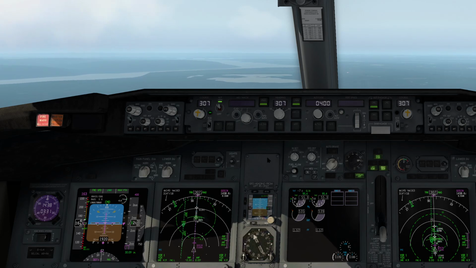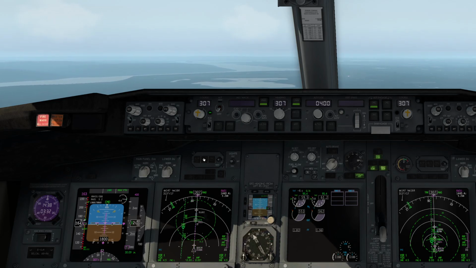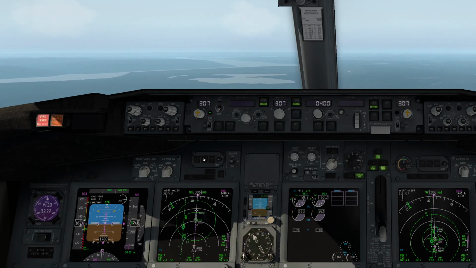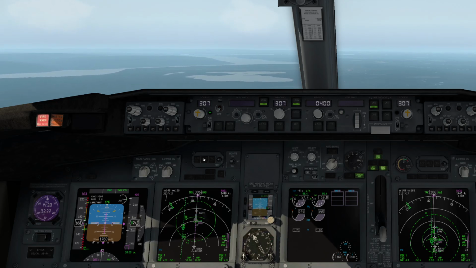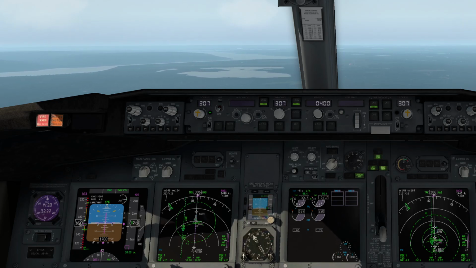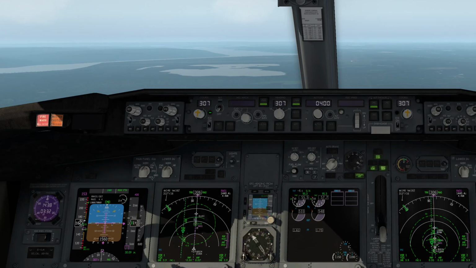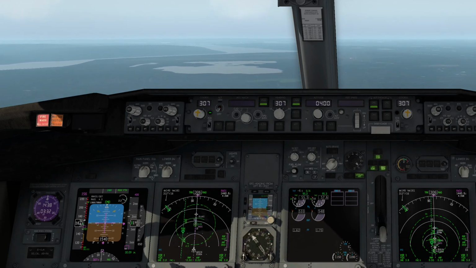So first let's switch the autothrottle off, and reduce the thrust to maintain 160 knots. Flaps 25. Flaps 30 now. And reduce 150.